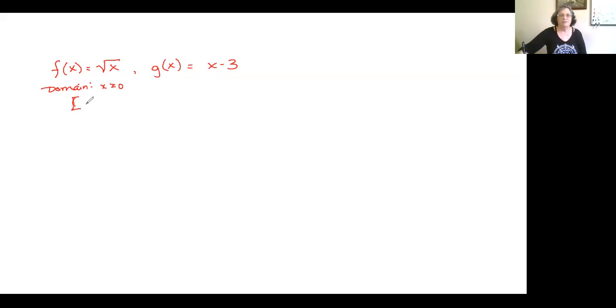Let's look at an example. Let's look at a couple of functions. Let f of x equal the square root of x and g of x equal x minus 3. Now the domain here, because in order to take the square root of x, we know that x has to be greater than or equal to 0, is bracket 0 to infinity. The domain of g is just all real numbers. No restrictions. There's no radicals, there's no fractions.